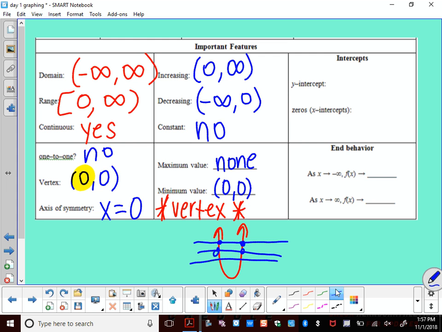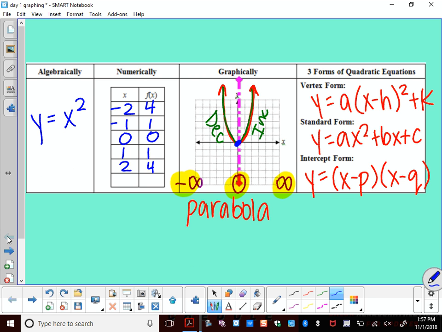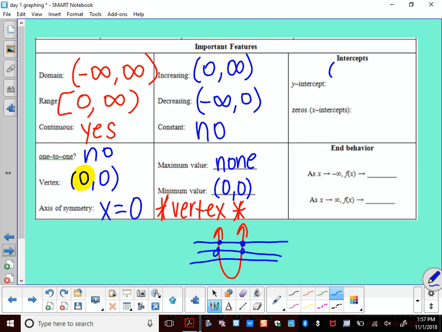Alright, y-intercept means where does it cross the y-axis? Right there, 0, 0. You guys can write it as a point, or you can write y equals 0. I'm okay with either way. Same for my zeros, which we also call x-intercepts. Where do we cross the x-axis? 0, 0. So you can write x equals 0.